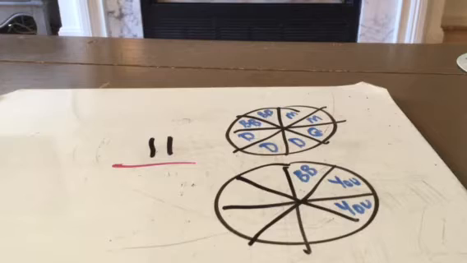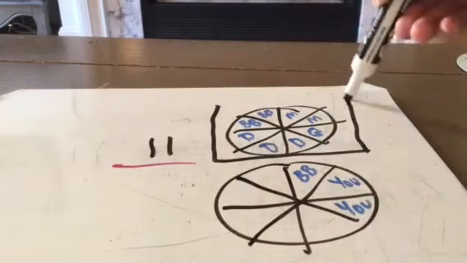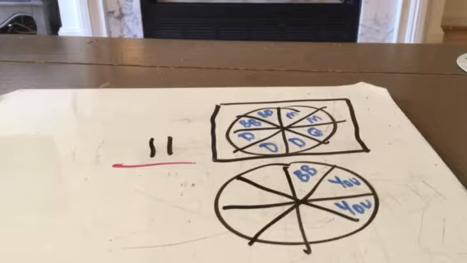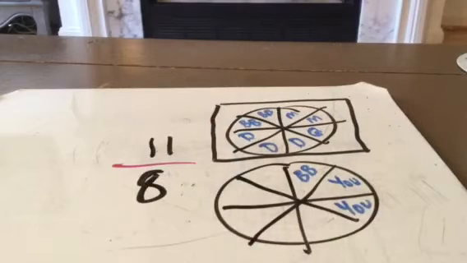Now the denominator is what? Is the denominator 16 or 8? Well, I know that the denominator is the number of pieces in one whole. This is one whole. How many pieces are in this one whole? 8. So 11/8 of the pizza was eaten.